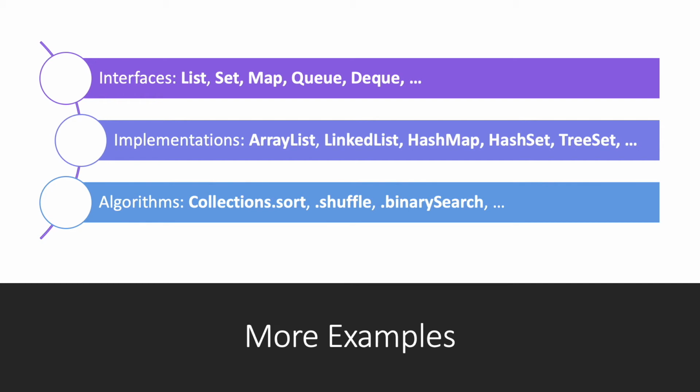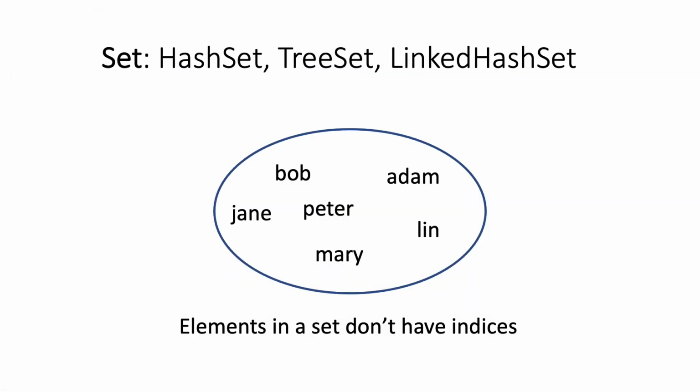Besides lists, there are several other collections in the Java collection framework, such as set, map, queue, and deque along with concrete classes that implement them. A set is a collection of unique items. Items in a set don't have a specific position or index. We can check whether an element is in a set efficiently. Concrete classes that support the set interface include HashSet, TreeSet, and LinkedHashSet.